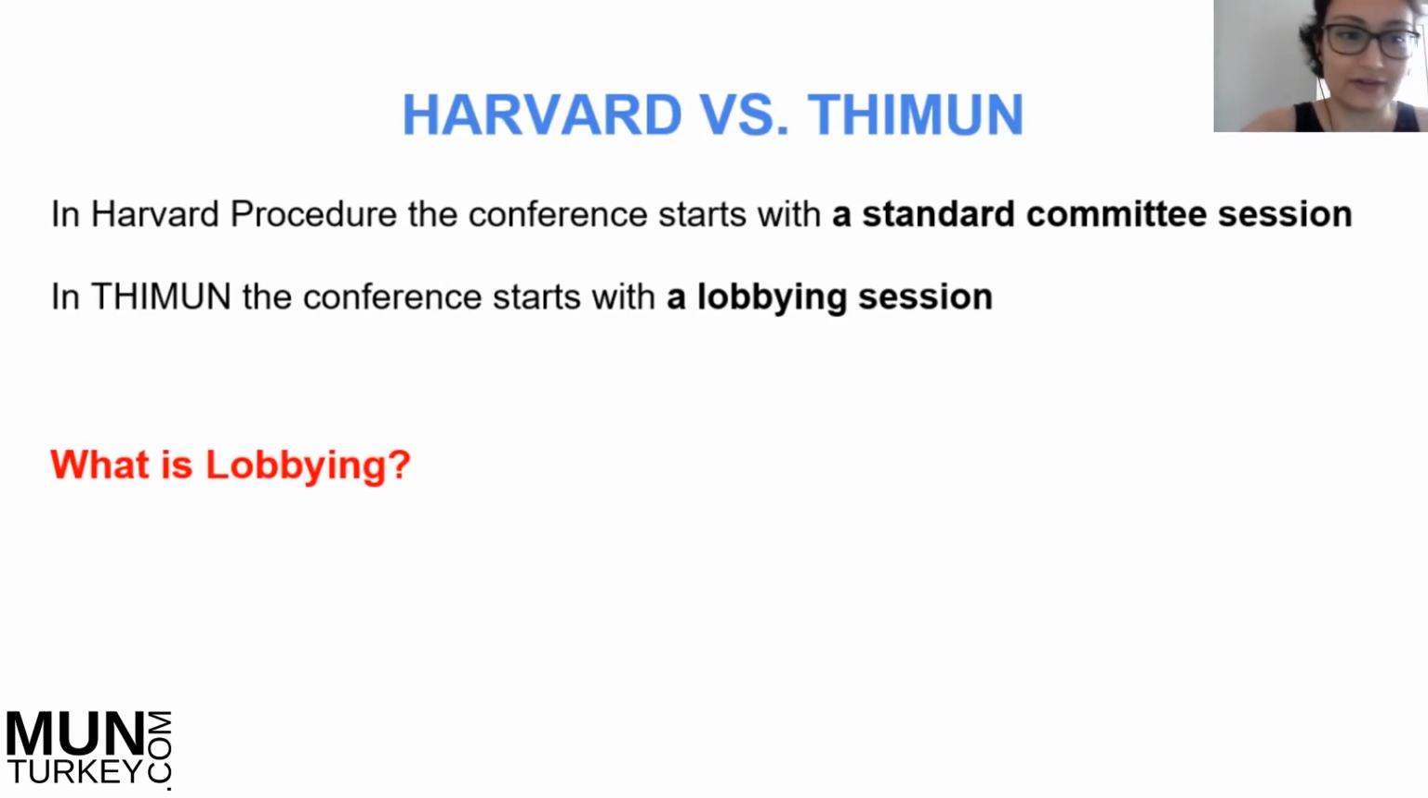So let's get started. In Harvard procedure, the conference, as some of you maybe know, starts with a standard committee session. So basically, you just go to your committee, your chairperson starts the committee, maybe you give an opening speech, or you start the debate with a moderated caucus, or by setting the agenda. However, in THIMUN, the conference starts with a lobbying session, just like Elif mentioned. So what is lobbying? That's what we need to learn.